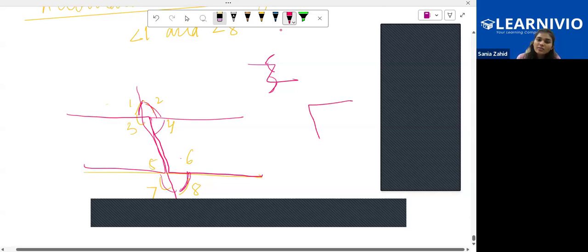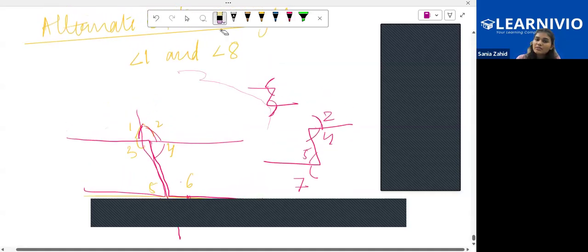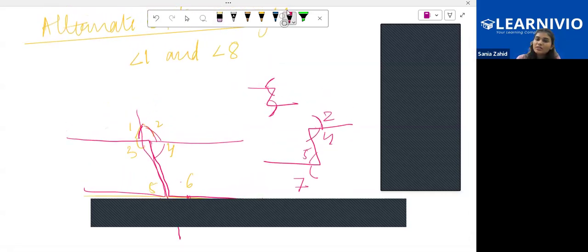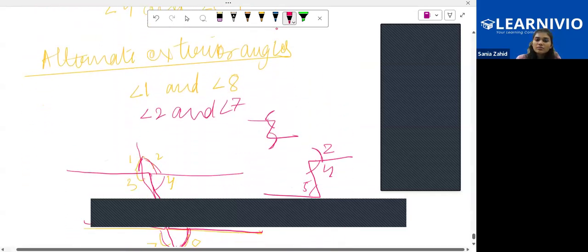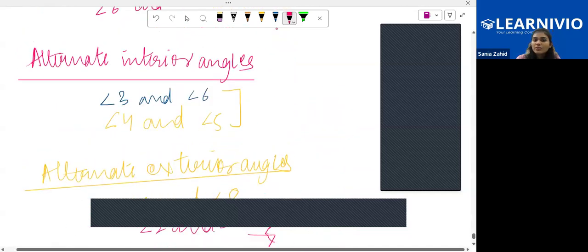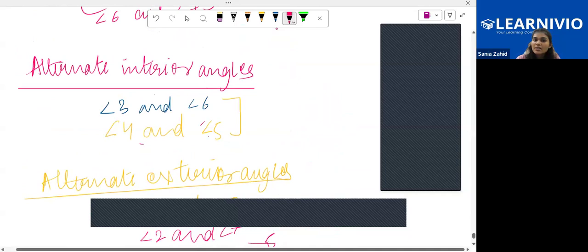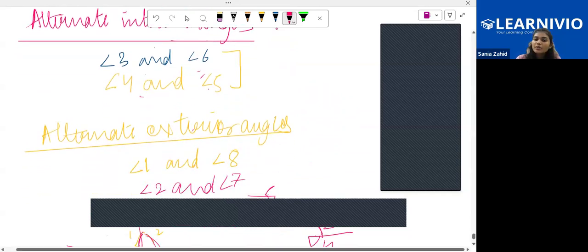Now the Z is being formed like this. So, ma'am, here it's 1 and 8 also, right? But I've already written 1 and 8. See, I've already written 1 and 8. It can also be angle 2 and angle 7. Is 5 and 4 also interior angles? I have written over here angle 5 and angle 4 are alternate interior. 3 and 6 are interior. 1 and 8 are exterior. 2 and 7 are also exterior.